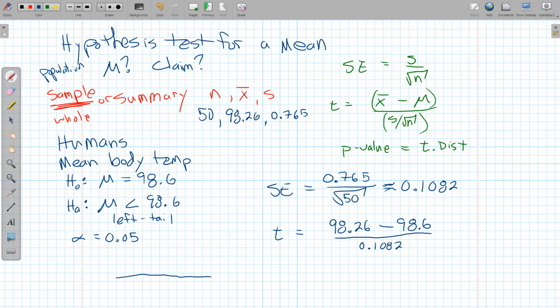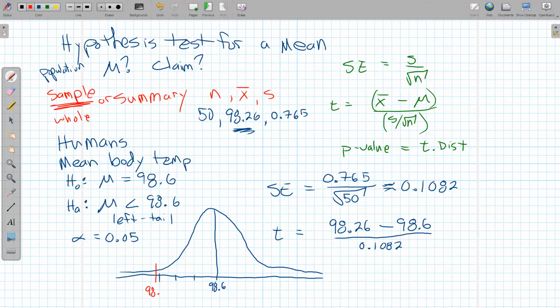I've got my t distribution, which really looks like a normal distribution. It's just a little more spread out. And in the middle is my null hypothesis, 98.6. I have a value from my mean, x bar, of 98.26, and the standard error basically tells me how far to look to the left. So 1, 2, it's more than 3 standard deviations to the left, by just a little bit. It's over here. So this is my 98.26. And again, it has a t-score of about negative 3.1427.